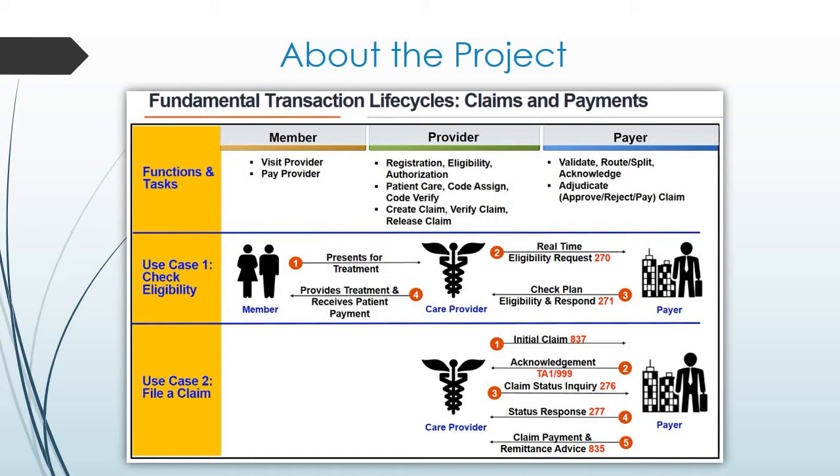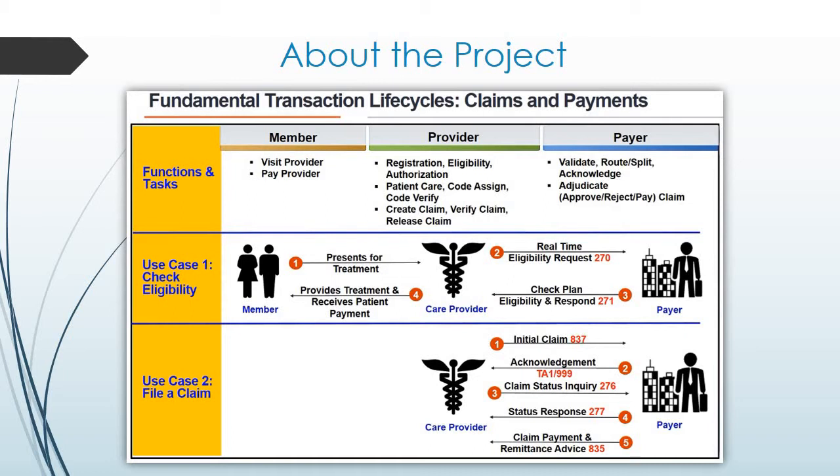The provider acts as a doctor, hospital, or clinic, and what the provider actually does is check the eligibility of the member, that is, whether the particular member is eligible for insurance or not, and a particular code is assigned to the provider by CMS also. Another thing the provider does is create claims against the treatment provided to the member, verify the claim and release it.